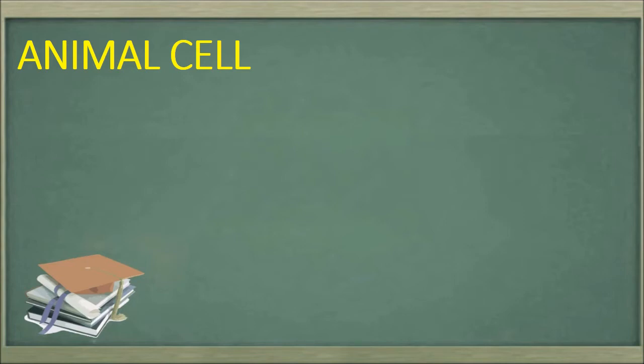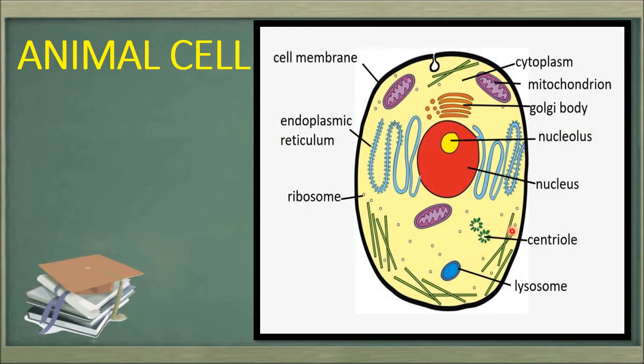Next is the animal cell. This is a diagram of an animal cell. So let's look at the parts of the animal cell also: cell membrane, endoplasmic reticulum, ribosomes, cytoplasm, mitochondrion, Golgi bodies, nucleolus, nucleus, centrioles and lysosomes. So these are the various cell organelles. We will be studying about all these cell organelles in detail.